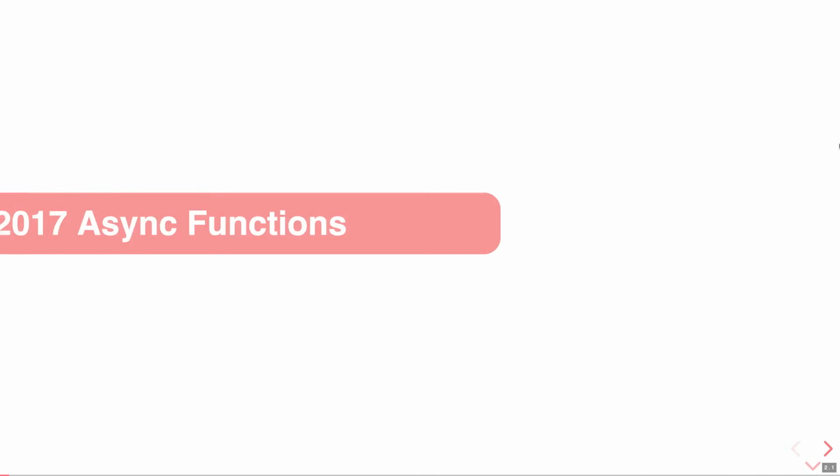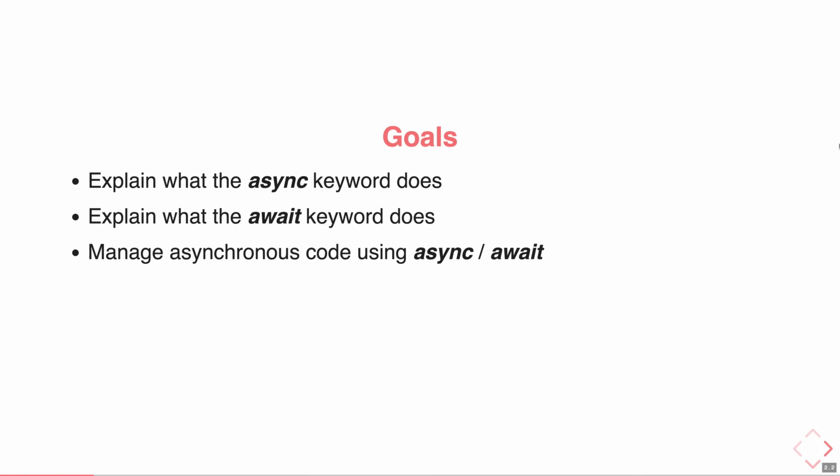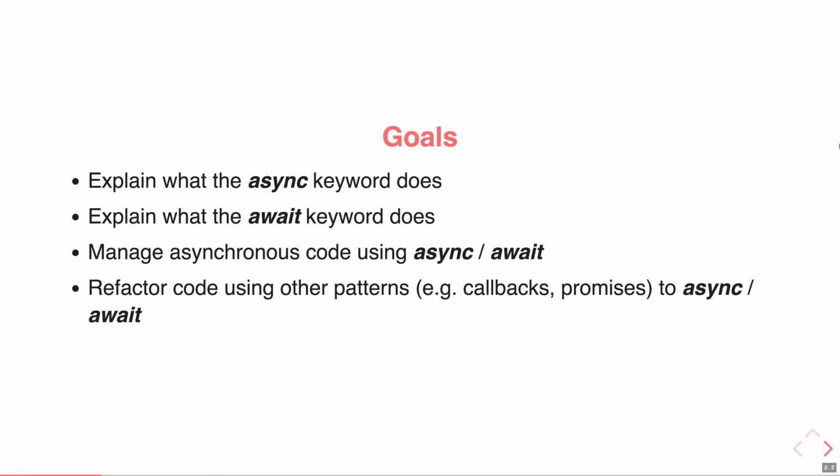Here we go. So let's start with a quick look at our goals. We want to understand the async keyword. What does it do? As well as its best pal, the await keyword. And then we're going to write a bunch of examples of asynchronous code using async and await. And then we'll wrap up by refactoring examples that use callbacks or promises to instead use async await. And at the very end, we'll also talk a little bit about optimizations we can make.